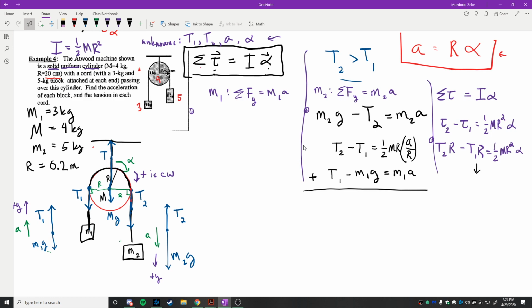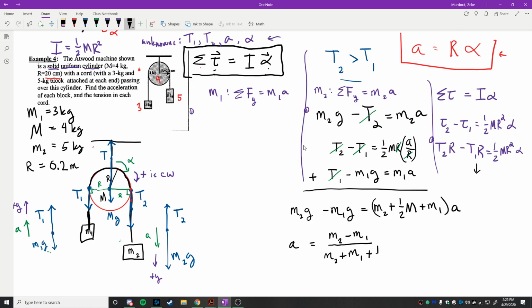If we do that, this is what we're going to get. Looking at the equations, there's a T2 here that's positive and a T2 here that's negative, a T1 that's positive, a T1 that's negative, and then everything on the right is going to add up together like this. So on the left-hand side we have M2G minus M1G is equal to, everything has a factor of A in it here, so it's basically M2 plus 1/2 of big M plus M1, and all of that is times A. One of these radii cancels out here. So our final answer is that the acceleration is equal to M2 minus M1 divided by M2 plus M1 plus 1/2 of the mass of the pulley, times G. There we go.